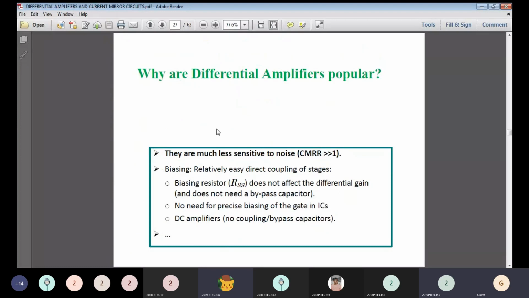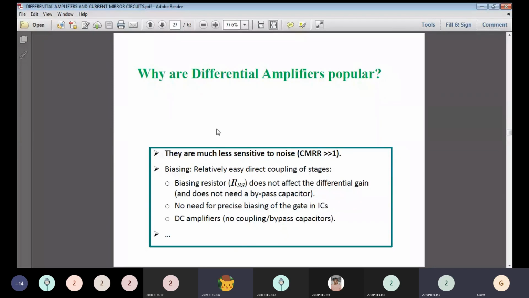Why are differential amplifiers popular? We have so many varieties of amplifiers in analog circuits. Specifically, differential amplifiers are popular because they are much less sensitive to noise, as we are calculating here the important factor CMRR, the common mode rejection ratio. The common mode gain relative to the differential gain is very, very much less than 1.